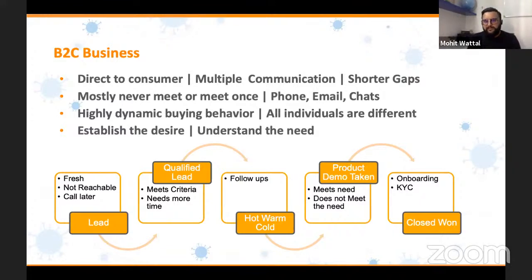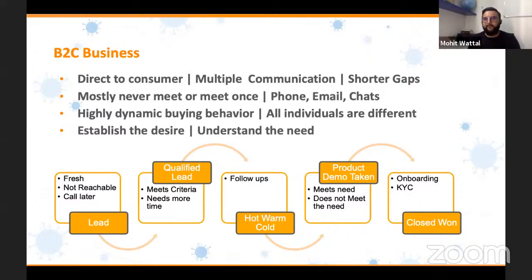So B2C typically has, you know, lead goes to qualified lead. Sometimes it goes to verifiable lead, OTP verified lead. From there, it will go to a cold, warm, hot kind of a situation. From there, it will go to somebody who has visited the campus or taken a car demo. From there, I'll get a closure order and I'll have to do an onboarding. So there are multiple stages and statuses involved in any B2C sale.